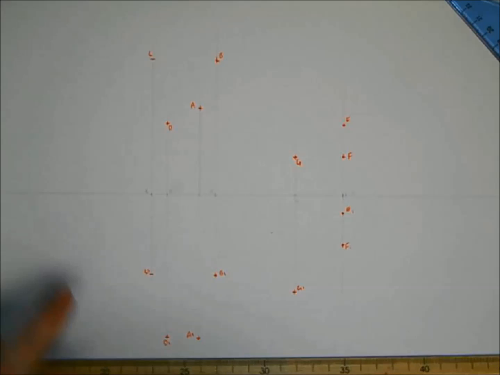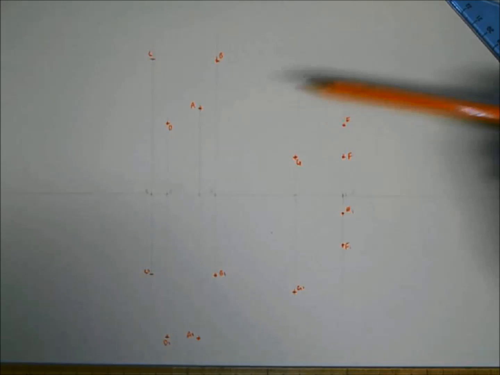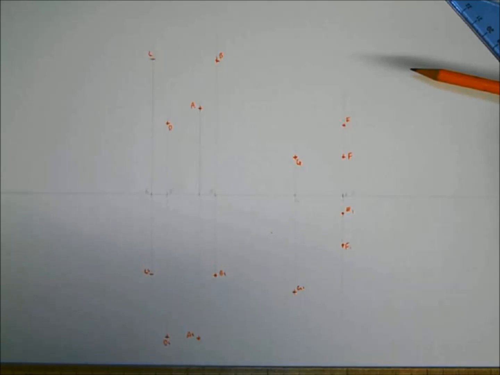Make sure you label as you go, so you know where each individual point is. Then look at your question and join up the lamina that are connected. So you have A, B, C, D, and then you have A, B, E, F, G.